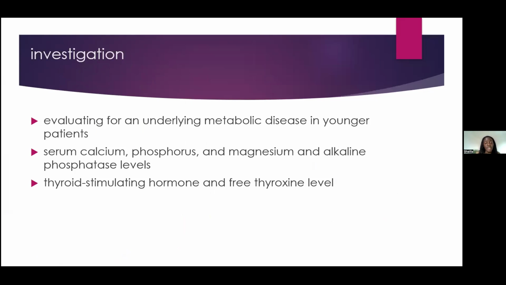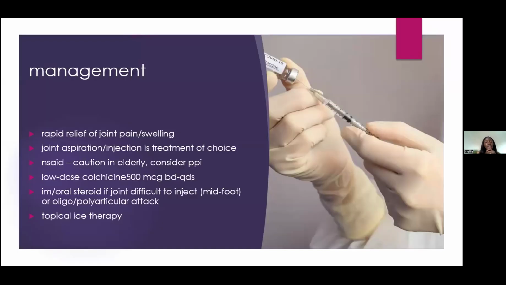So investigations of pseudogout, sorry, if you have a younger patient, exclude a metabolic disease. Look for serum calcium, phosphate and magnesium levels, as well as ALP. Sometimes, not always, but sometimes if you think it's probably triggered by one of these electrolyte abnormalities, then it would be nice to look for that. Also, patients who have thyroid issues can end up getting a lot of pseudogout. So if you think that there could be an underlying primary thyroid disorder, it's always good to send for those tests as well.